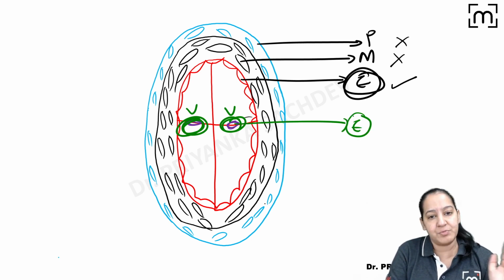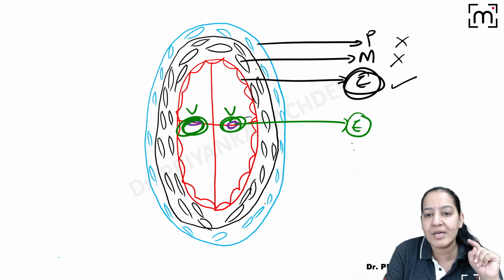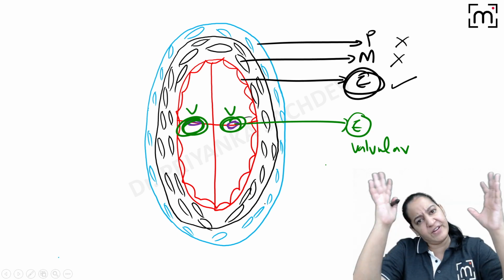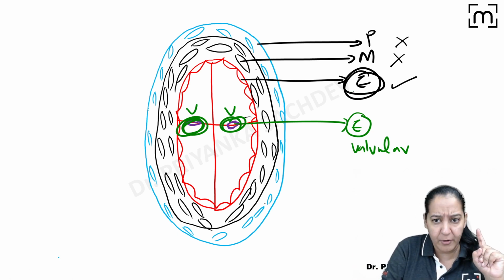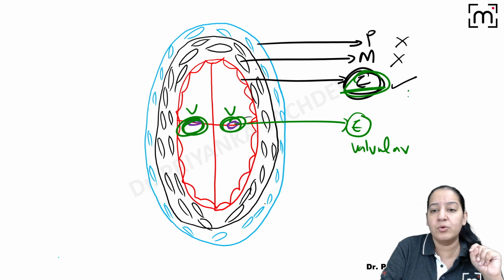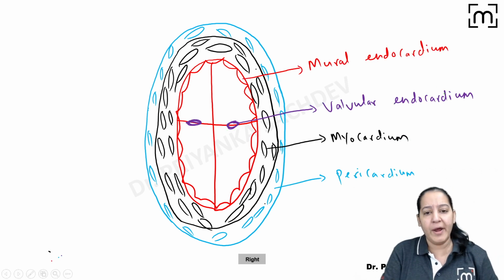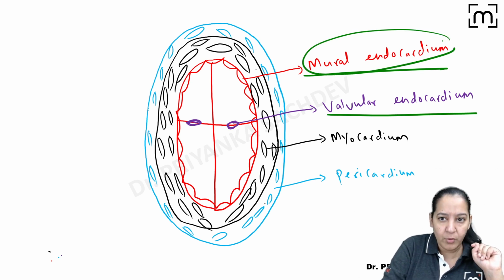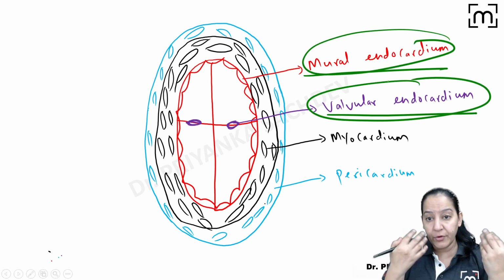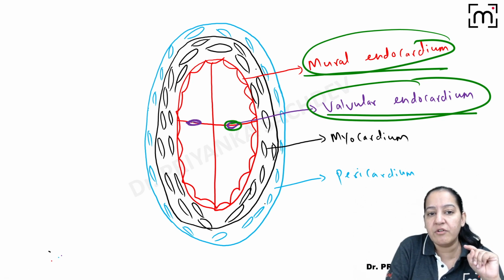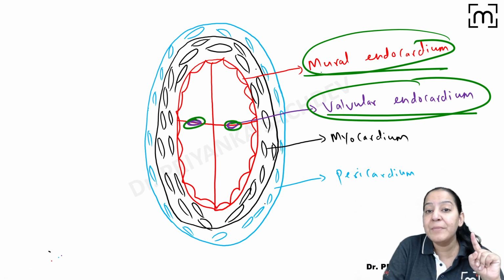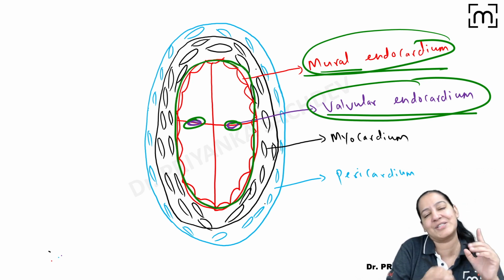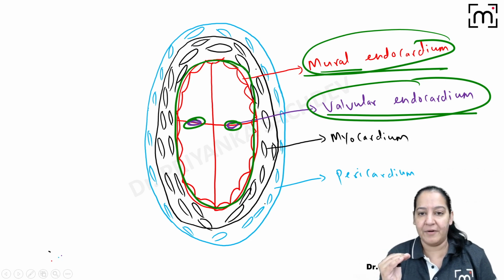The endocardium which is present over the walls of the heart is known as valvular endocardium, and the endocardium which is present everywhere else apart from the walls is known as mural endocardium. You got my point? Here you can see the 2 types of endocardium I have shown, the mural endocardium and the valvular endocardium. The valvular endocardium is present over the walls of the heart, and the mural endocardium is present over the rest of the heart. Can you see the rest of the heart is having mural endocardium? The 2 types of the endocardium.